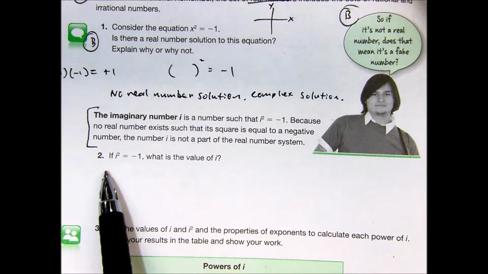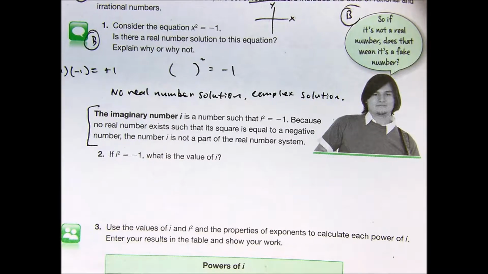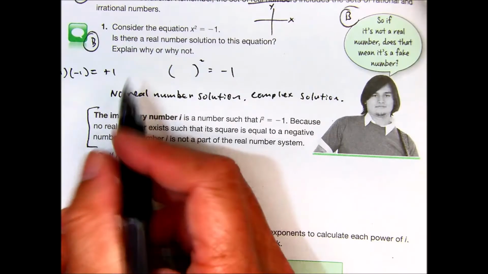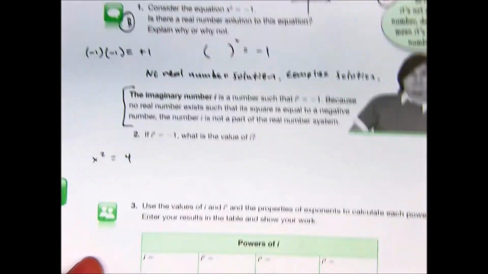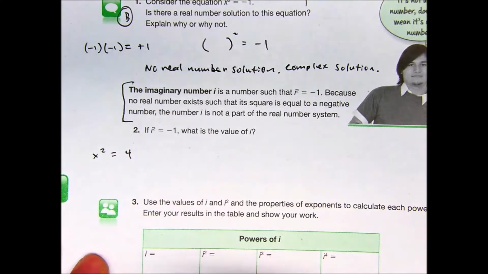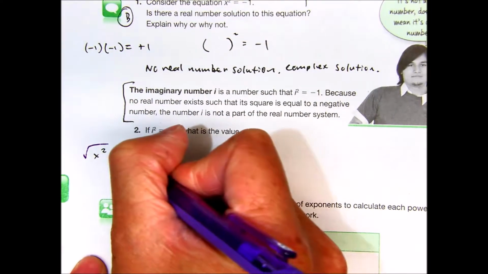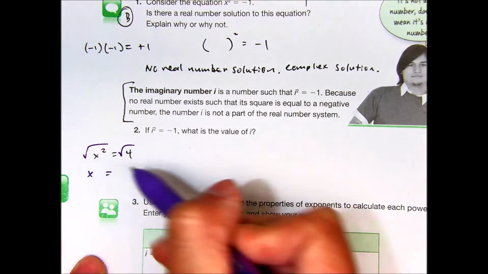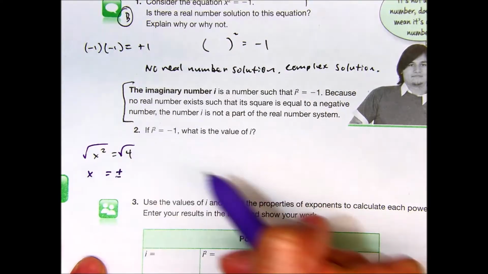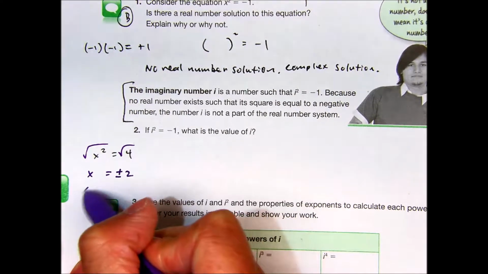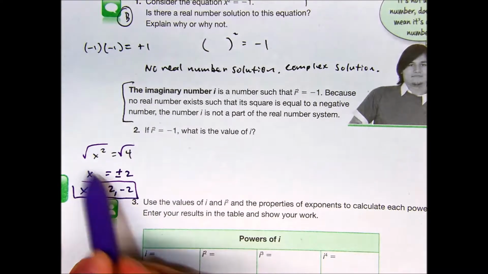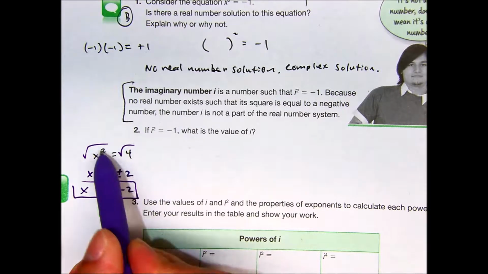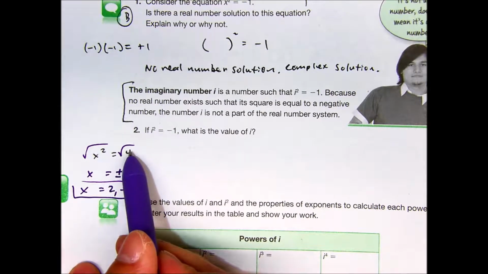All right, so for question number 2, it says if i squared equals negative 1, what is the value of i? Now, if I did something like x squared equals 4, how would you get rid of the power of 2? You take the square root of both sides, and then you get x equals, pay attention, plus or minus 2. What does that mean? It means you could put in for x positive 2 or negative 2. 2 squared would be positive 4, and negative 2 times negative 2 would also give you positive 4.